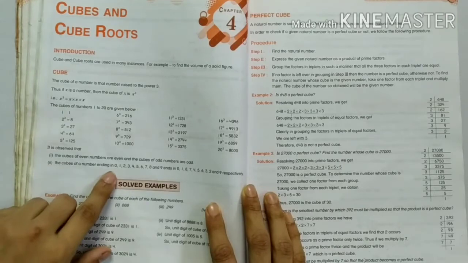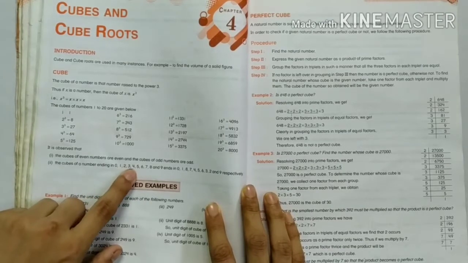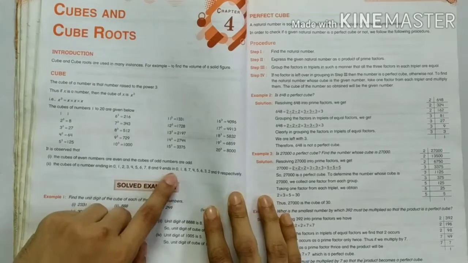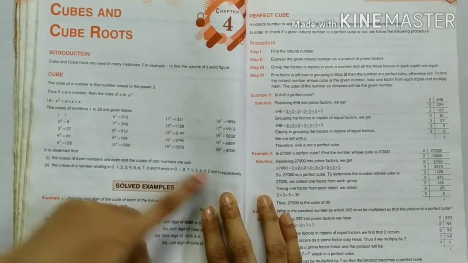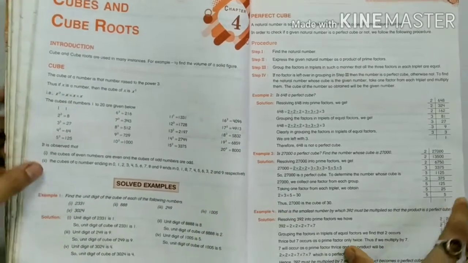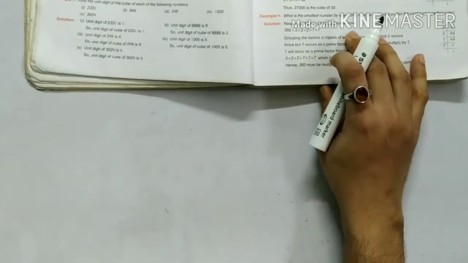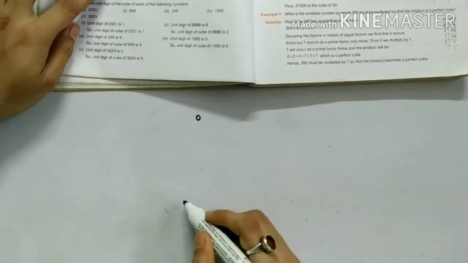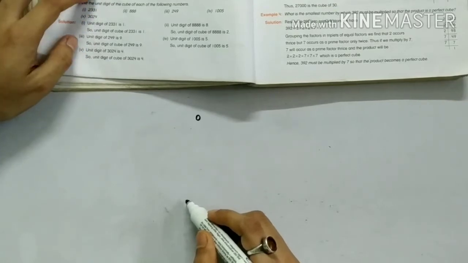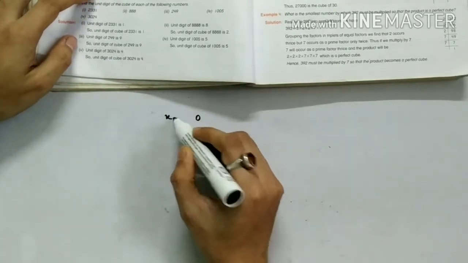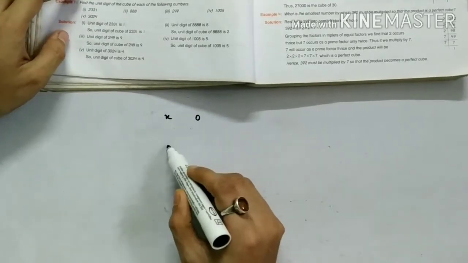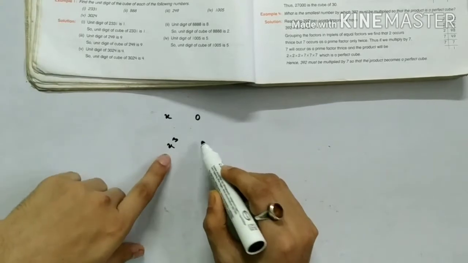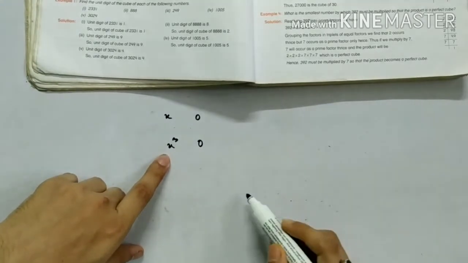Next, the cubes of a number ending in 0, 1, 2, 3, 4, 5, 6, 7, 8 and 9 end in 0, 1, 8, 7, 4, 5, 6, 3, 2 and 9 respectively. So therefore, if the last digit of a number is 0, let's say the number is x and the last digit of x is 0, then the last digit of x cube will also be 0.